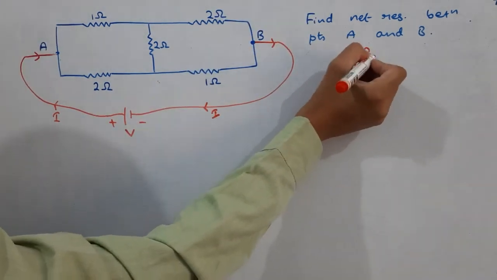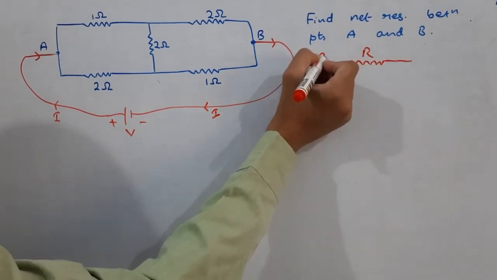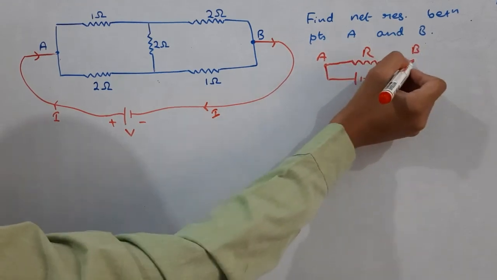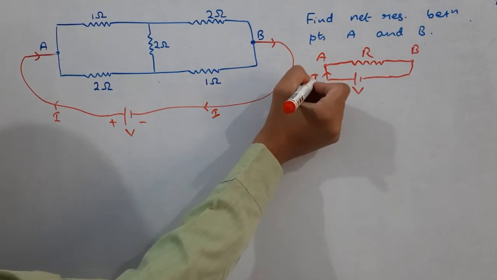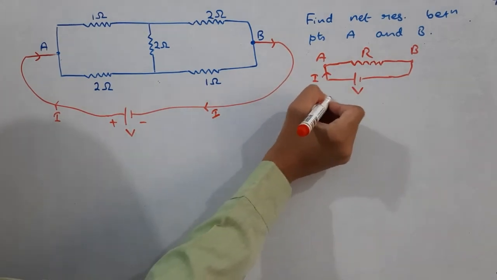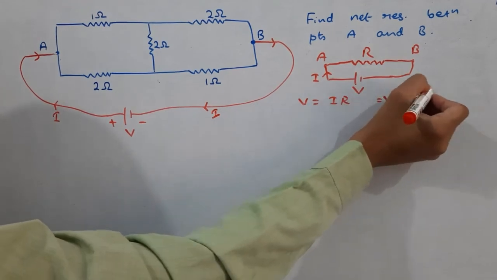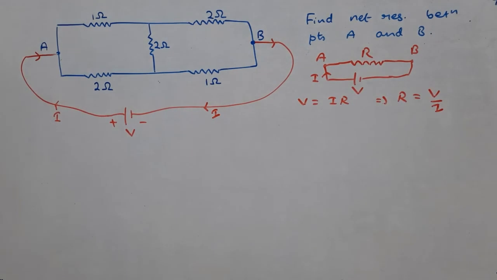Then if R be the equivalent resistance, the given circuit can be redrawn like this. The equivalent resistance R is connected between points A and B, connected to a battery of voltage V that sends how much current? I. So V is equal to I times R, and therefore our R will be the ratio of V and I. Just similar to the last question, we shall try to solve this particular question.